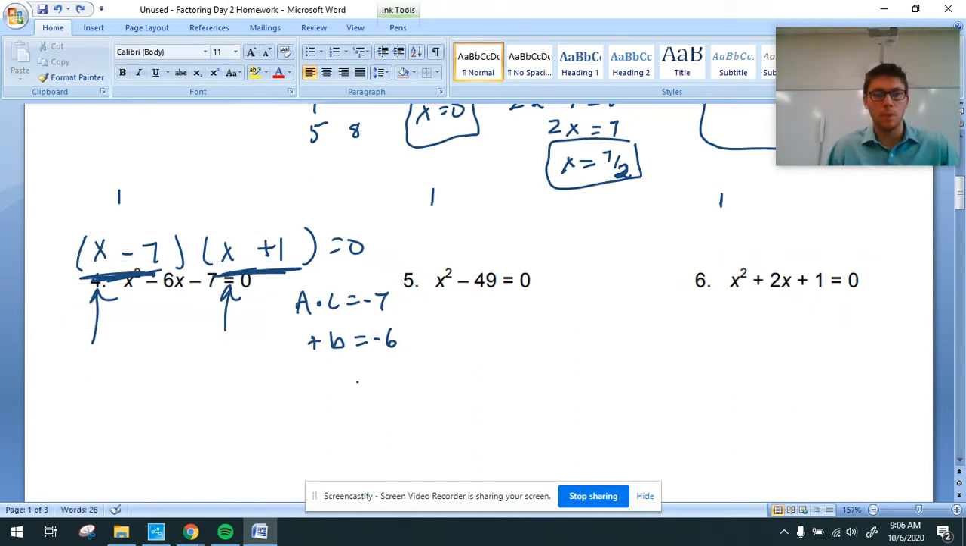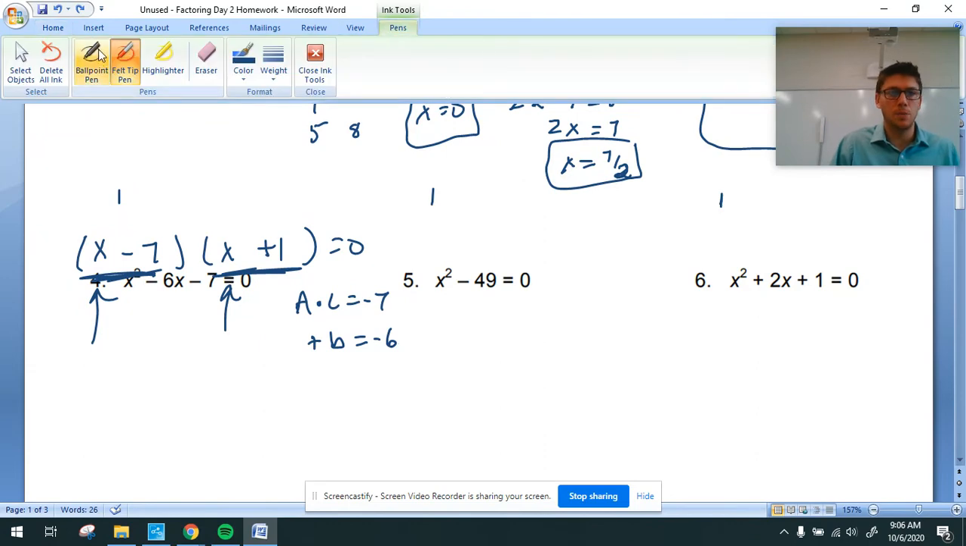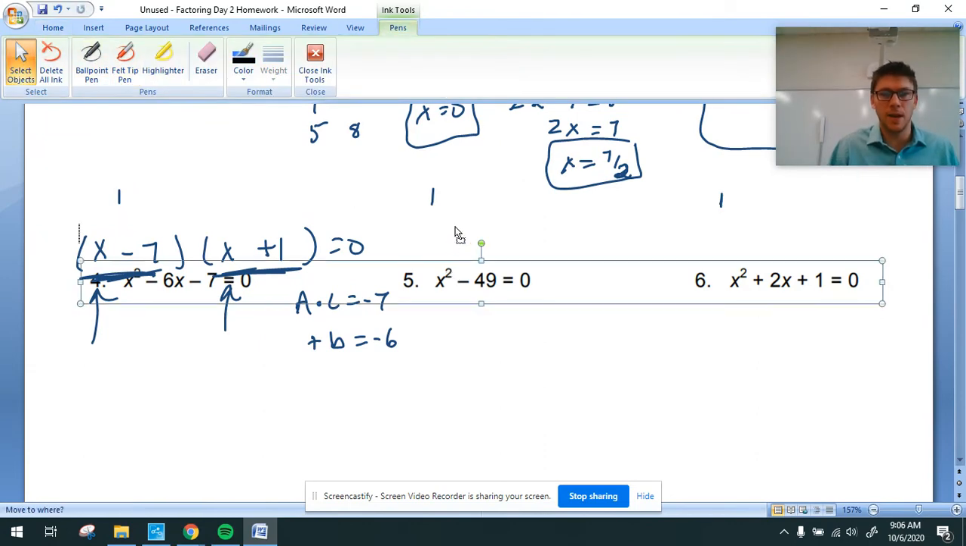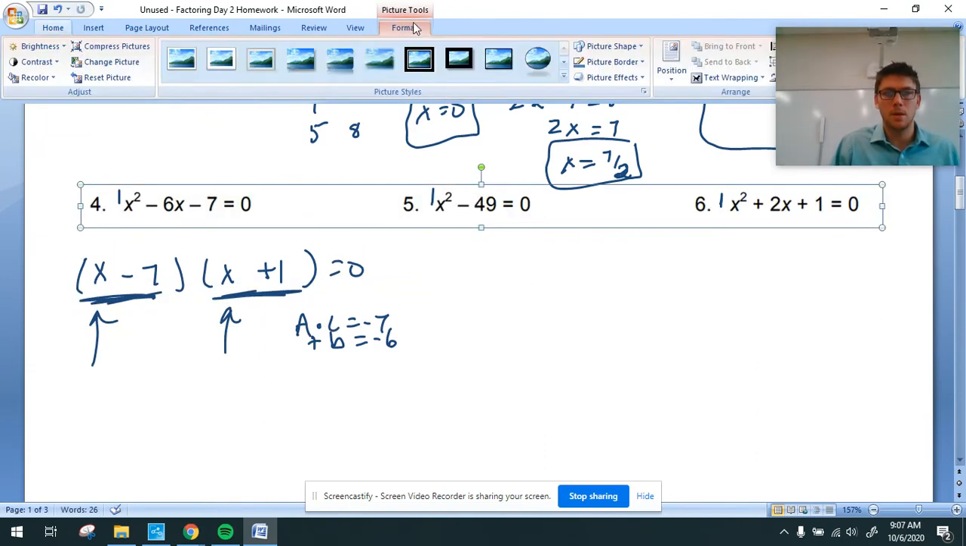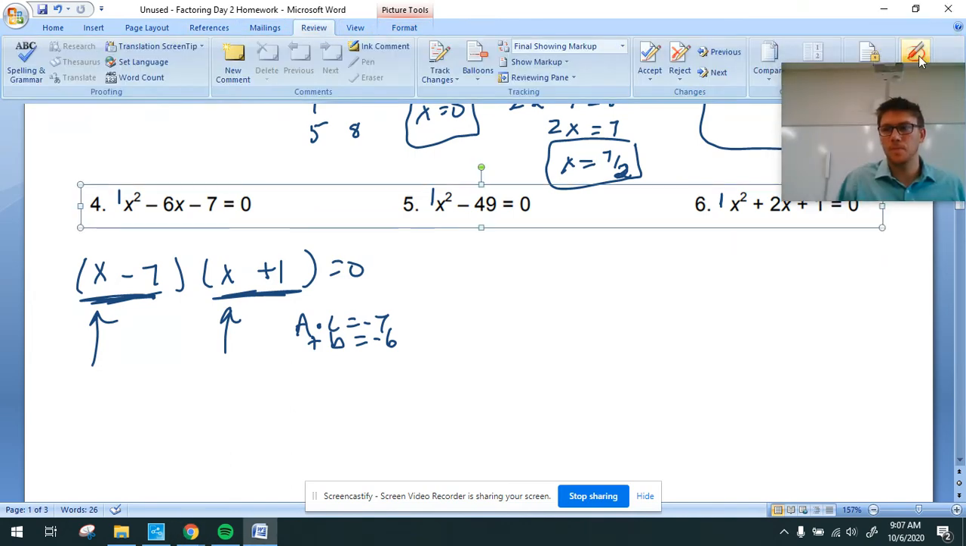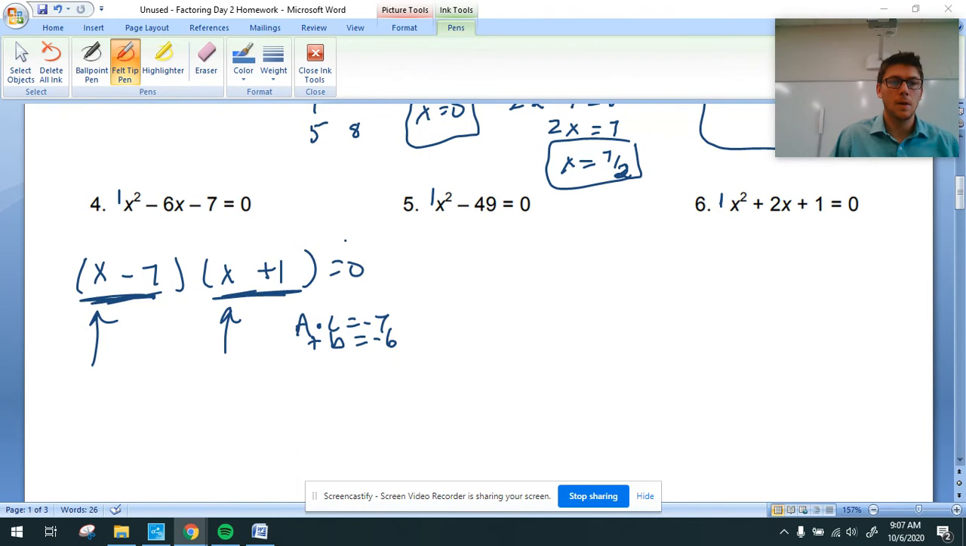The next one here, number 5. Oh, for some reason that just moved. Move that a little bit. I'm going to drag it back up. Doesn't like the Word document sometimes. Okay, so we got our two answers. Let me rewrite those, 7 and negative 1.